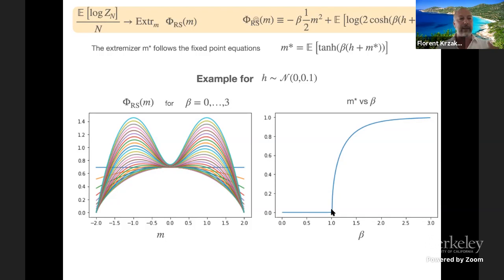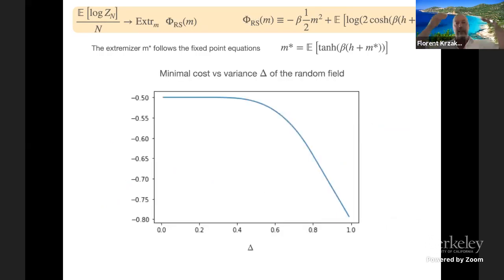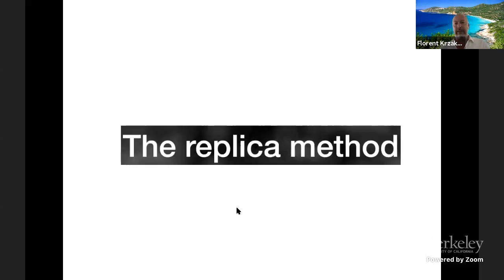Now, once you have done this, you can send beta to infinity, and we can finally answer the question we wanted to ask at the very beginning, which is what is the minimal cost? This is as a function of the variance of the random field, and here it is. Okay, if the variance is 0, it's minus 1/2. Obviously, it's what you get when you have all the fields together. And when you increase the random field, you actually get lower values until you reach this kind of linear behavior. All right, that's the full computation, and that's the way it's done in physics.